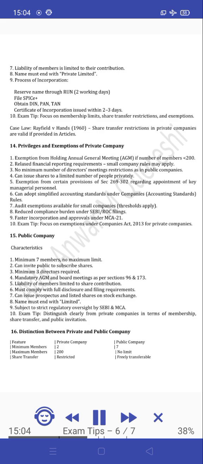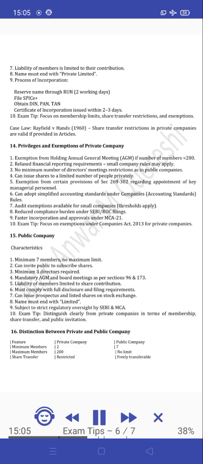6. Can adopt simplified accounting standards under companies' accounting standards rules. 7. Audit exemptions available for small companies, thresholds apply. 8. Reduced compliance burden under SEBI, ROC filings. 9. Faster incorporation and approvals under MCA 21. 10. Exam tip. Focus on exemptions under Companies Act, 2013 for private companies.